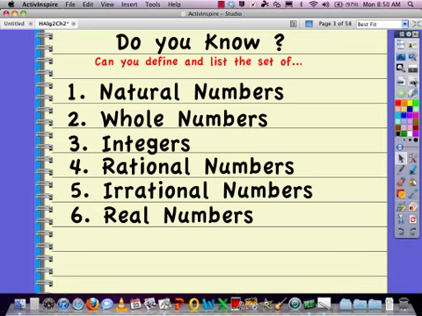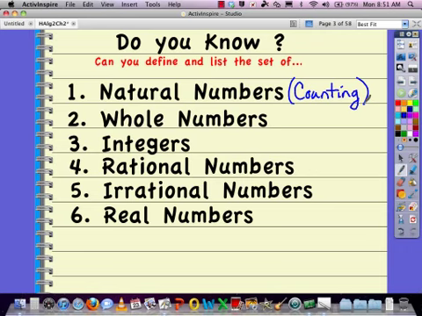Now, do you know means not just have you heard of. Can you define and list the set of each of the following number types? So, you've heard of natural numbers. Natural numbers are also commonly called counting numbers. So if you know the natural numbers, you know the counting numbers. Whole numbers, a different set. Integers, a third. Rational numbers, irrational numbers, real numbers.